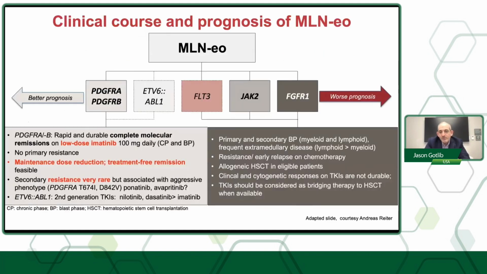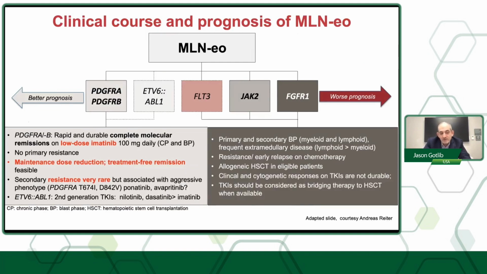Now, if I was to summarize the MLNs and EOs, I would say that the best prognosis are those in patients that have a PDGFR alpha or PDGFR beta fusion because of very good responses to imatinib. And patients can use imatinib on a maintenance regimen, for example, 100 milligrams, maybe even just 3 times per week. Resistance is very rare.